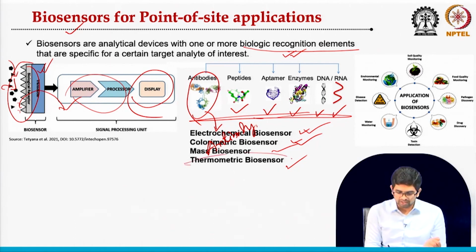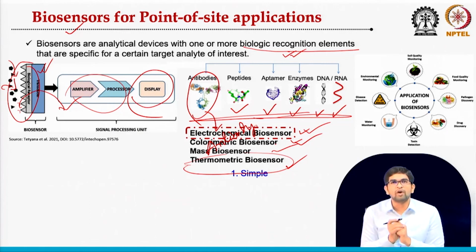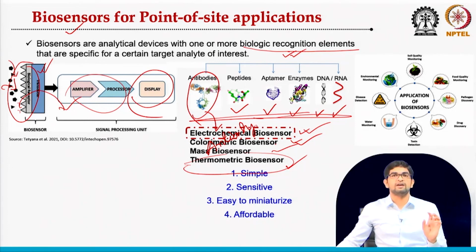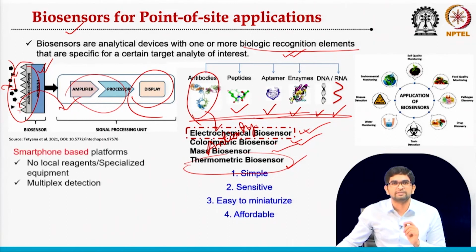So, there are lots of kinds of technology we can use, but among all of them we will mainly use the electrochemical biosensor. Why will I mainly cover the electrochemical part here? Because it is a very simple technique and a sensitive technique, we can easily miniaturize it, and it is a very affordable technique. That is why I will mainly cover the electrochemical part.